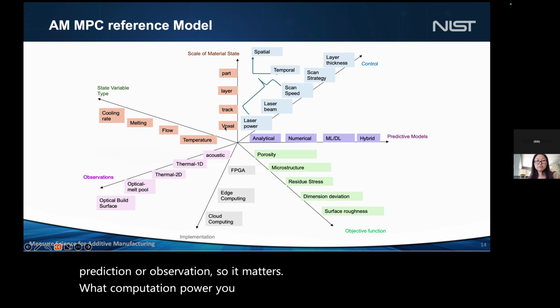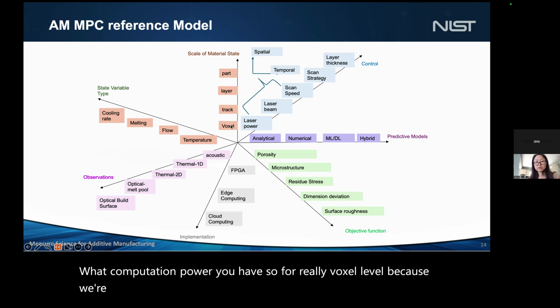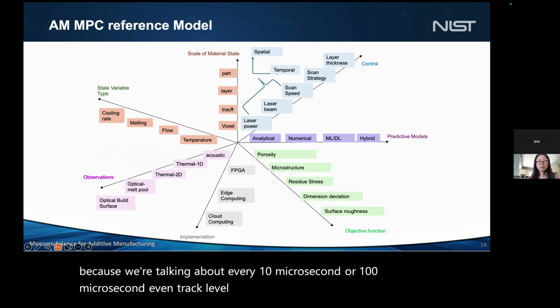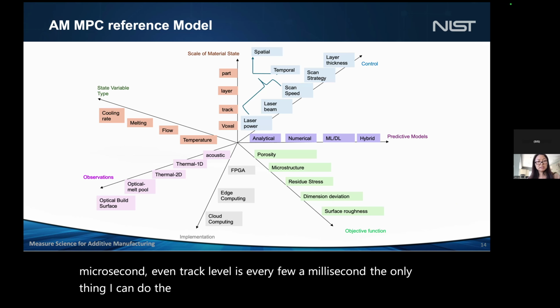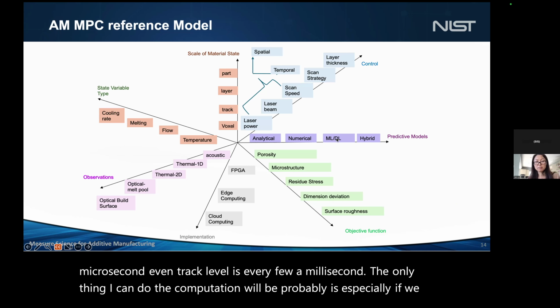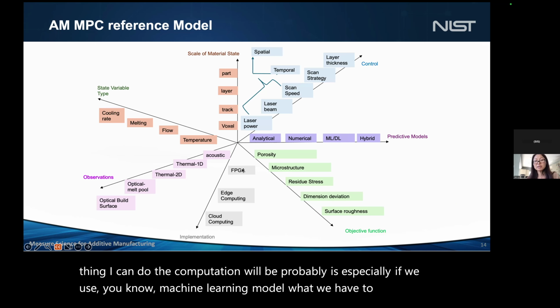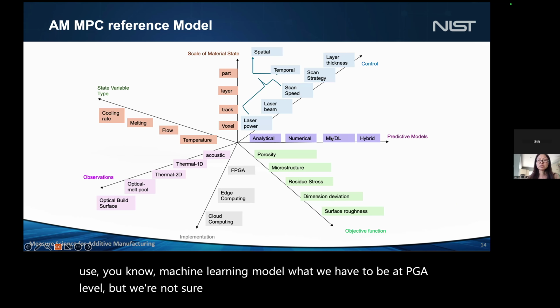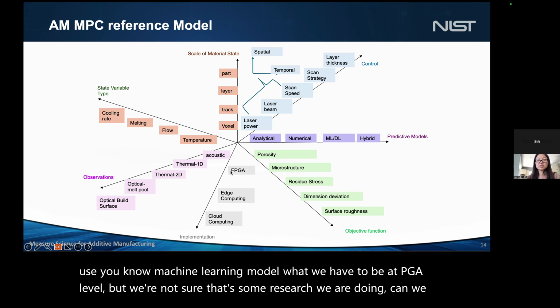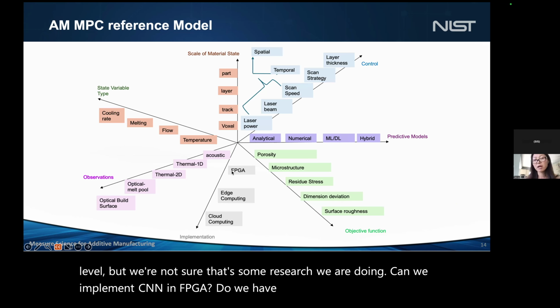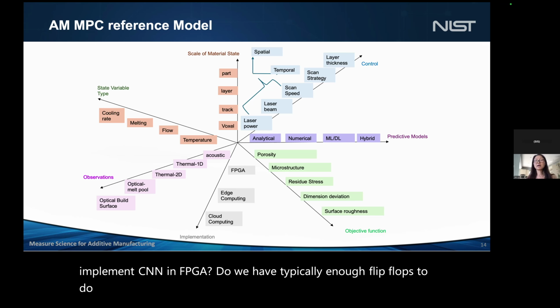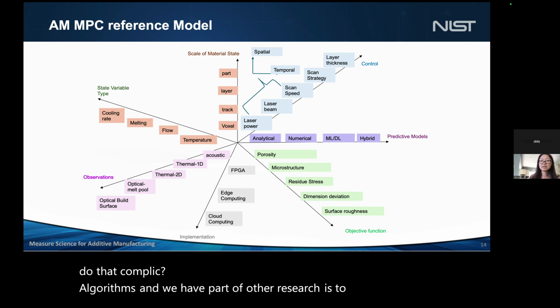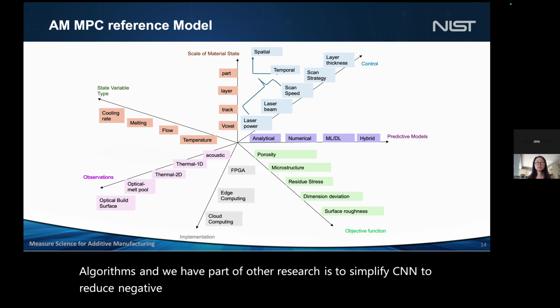For really voxel level, we're talking about every 10 microseconds or 100 microseconds, even track level is every few milliseconds. The only way I can do the computation, especially if we use a machine learning model, will probably have to be FPGA level, but we're not sure. That's some research we are doing. Can we implement CNN in FPGA? Do we typically have enough flip-flops for such complicated algorithms? And part of our other research is to simplify CNN to reduce the weights to 0 and 1.